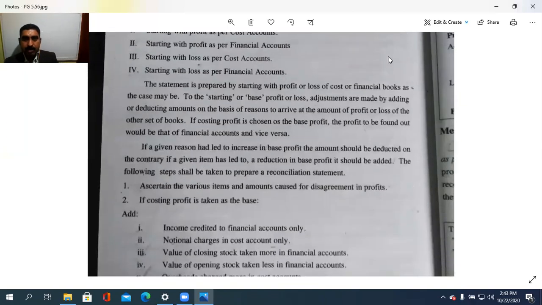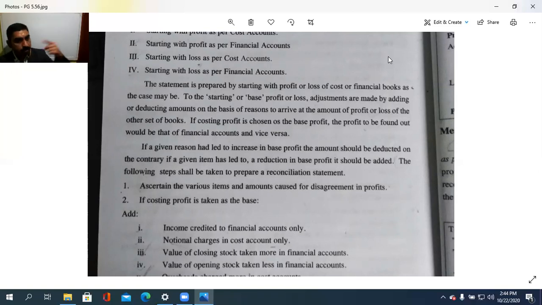The statement is prepared by starting with the profit or loss of cost or financial books as the case may be. To the starting or base profit or loss, adjustments are made by adding or deducting the amounts on the basis of the reasons, to arrive at the amount of the profit or loss of the other set of books. If costing profit is chosen as the base profit, the profit to be found out would be that of the financial accounts and vice versa.